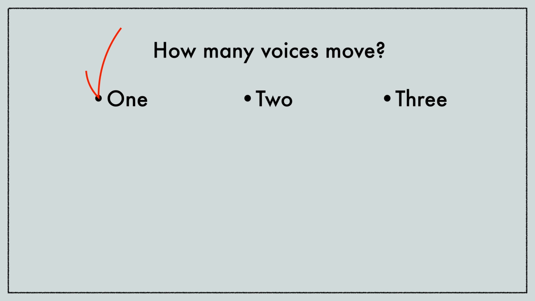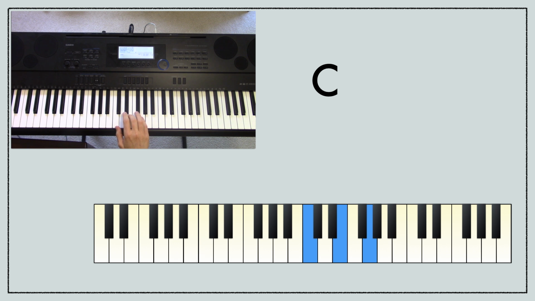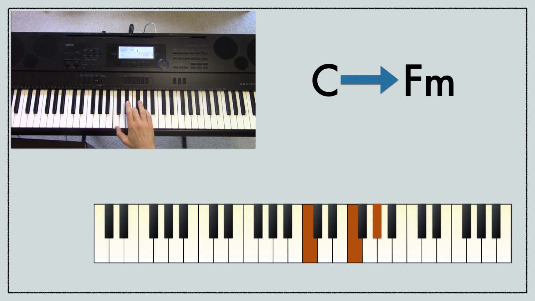Now we'll find chords by moving 2 voices. Each progression will have 1 common tone. Play C major again. Move your pinky up to A flat and your middle finger up to F. We have just made an F minor chord.